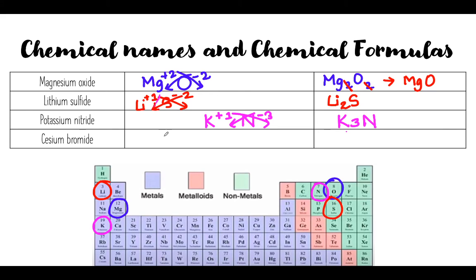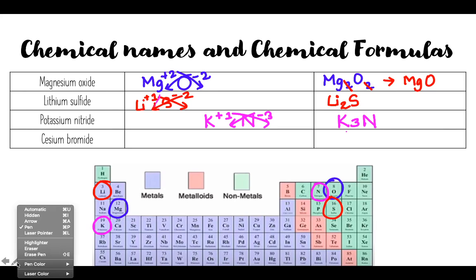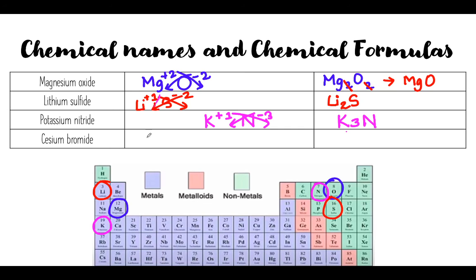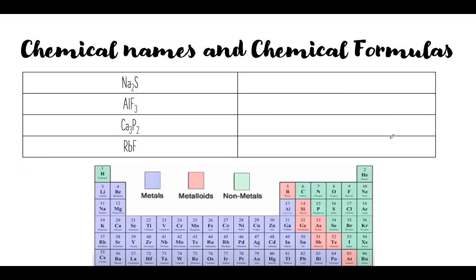Okay, the next one, cesium bromide. As I mentioned earlier, the more practice you do with your periodic table, the easier it is going to be for you to identify where these elements are. So cesium is right here, +1, bromine is -1 because it's in group 17. I'm going to crisscross these, they're both 1, so I can just leave them as CsBr. Okay, hopefully that makes sense to you.